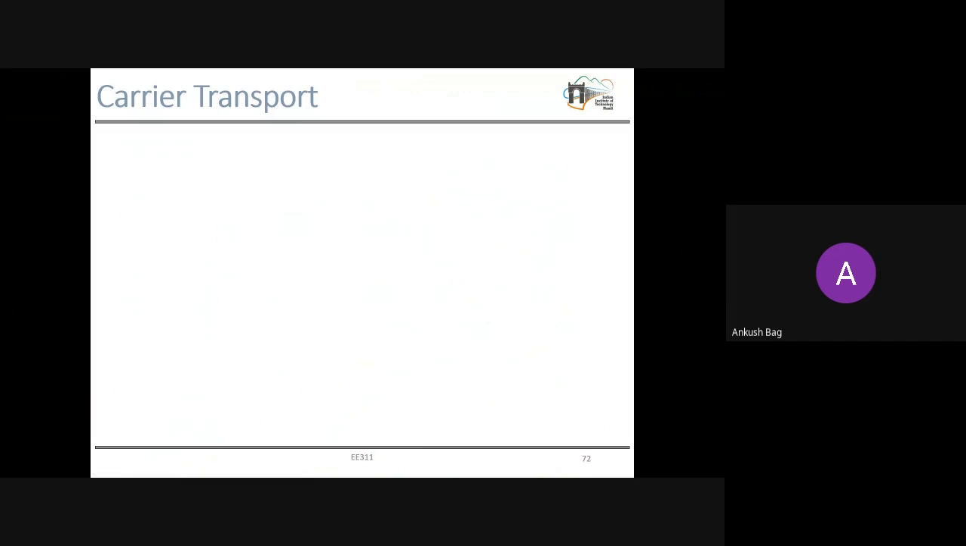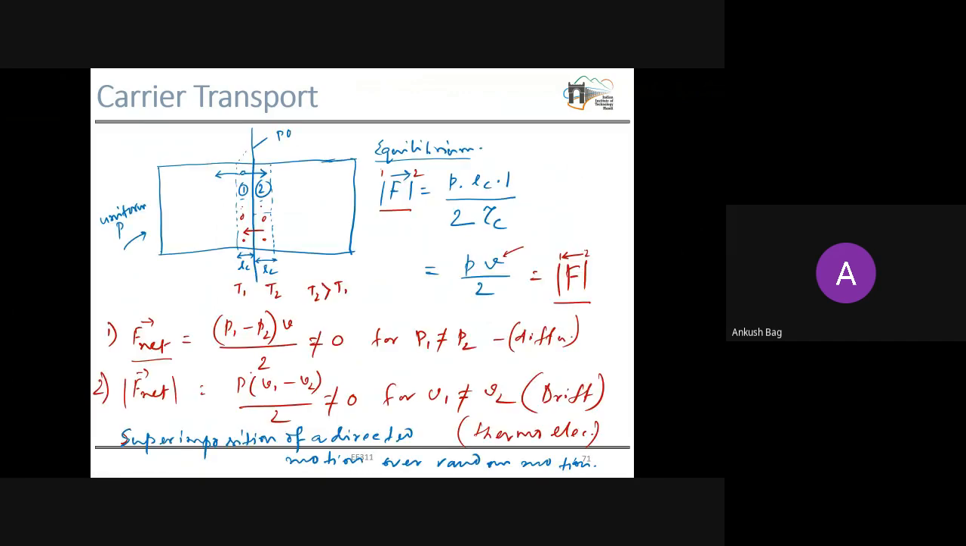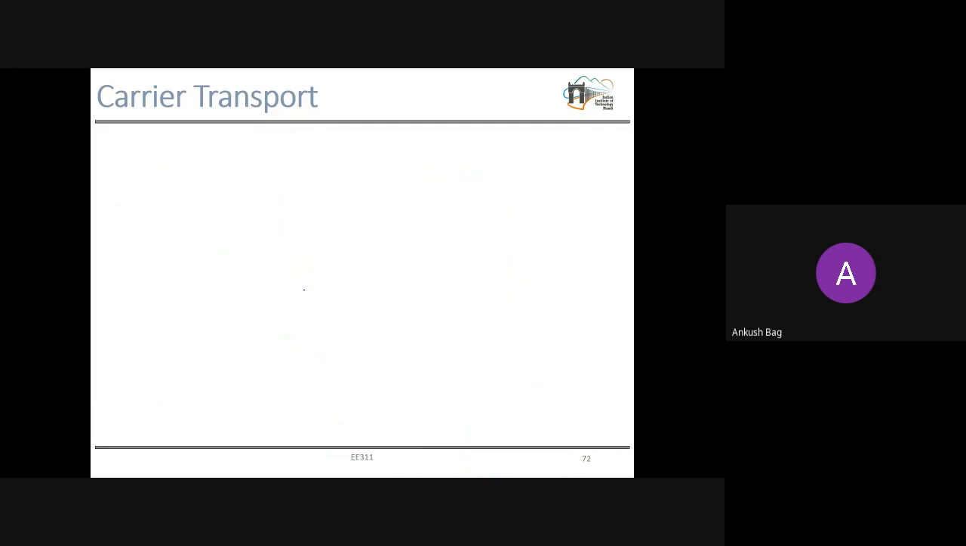So how can we interpret this direct superimposition of directed motion over random motion? Let us take an analogy, which is very close to my heart. This is just to understand this phenomenon, how we are getting this directed motion over the random motion, and still we can explain this drift and diffusion of carriers.